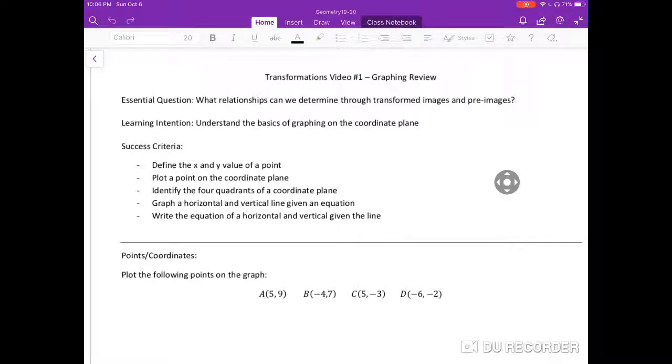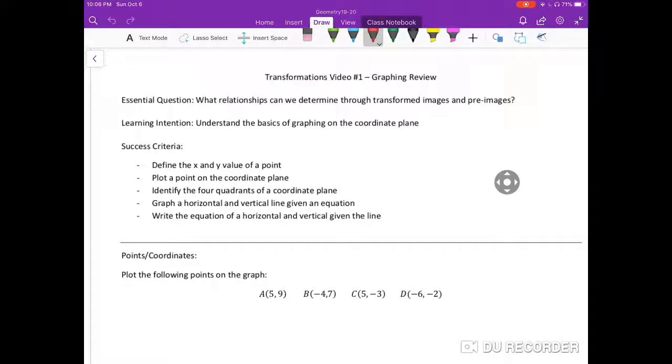Alright, so we're into our second unit here for our flipped classroom. This unit is going to all be about transformation, so we're going to spend a lot of time on the coordinate plane. So the first thing we're going to do is some graphing review, just to go over how to plot points, the different coordinates, and the different types of lines that we have to graph. So in this video, we're going to understand the basics of graphing on the coordinate plane.